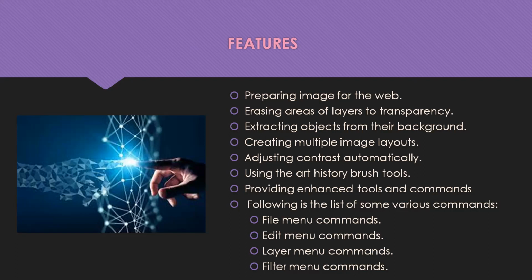Erasing areas of a layer to transparency. It is used to erase parts of layers to get a transparent one. Fifth one, using the art history brush tool. It helps the user to paint with stylized strokes. The user can use the source data from a specific history state or snapshot to put in a variety of visual effects.